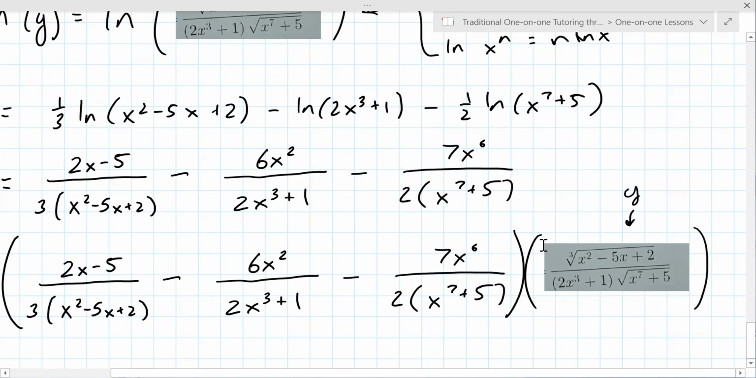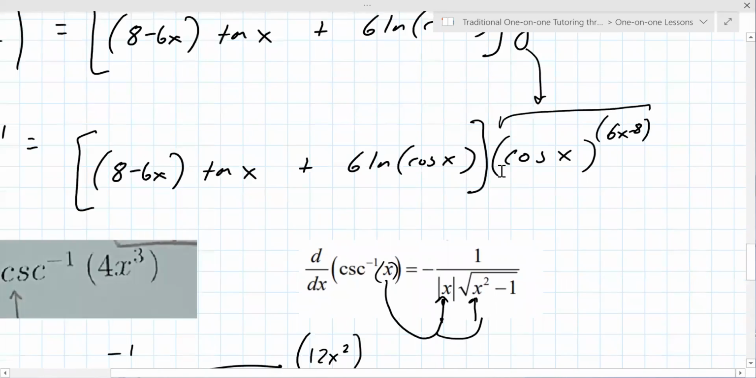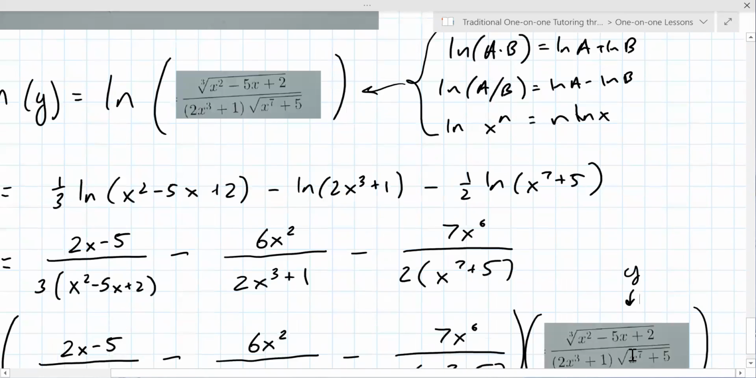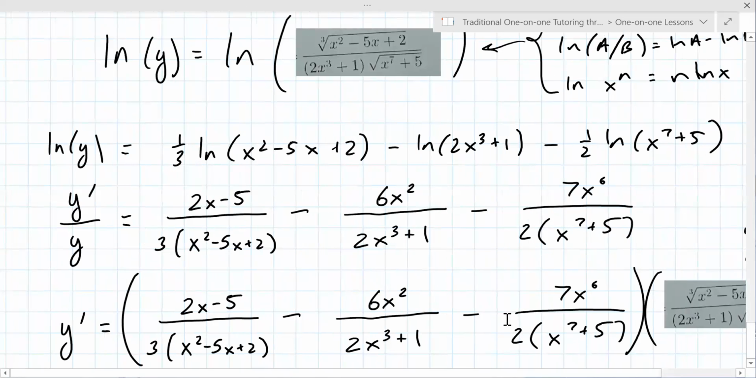Yeah. So notice, it's just like that problem we did up here in E where you end up multiplying by y again. They're always like that. Okay. That makes sense.